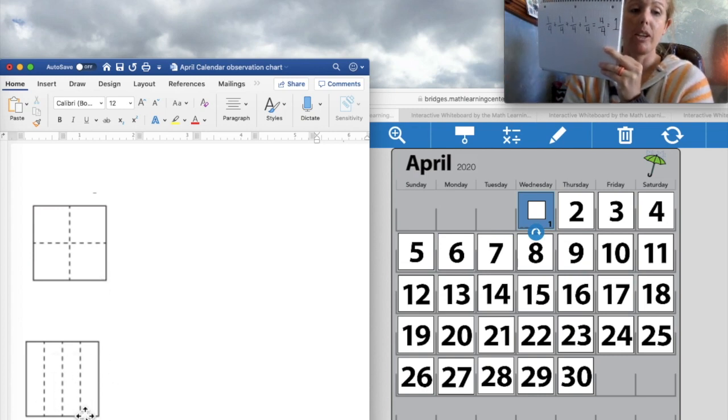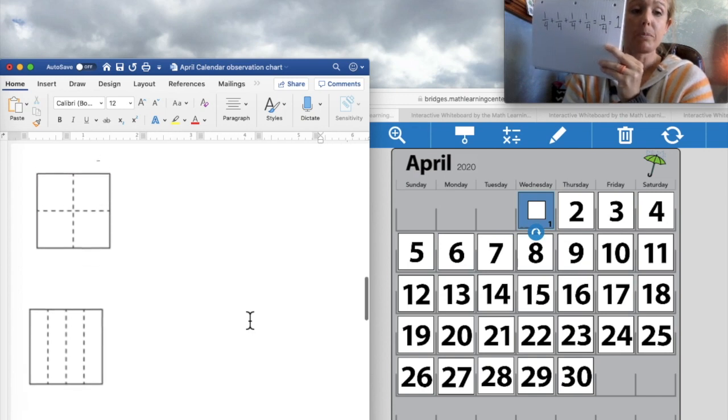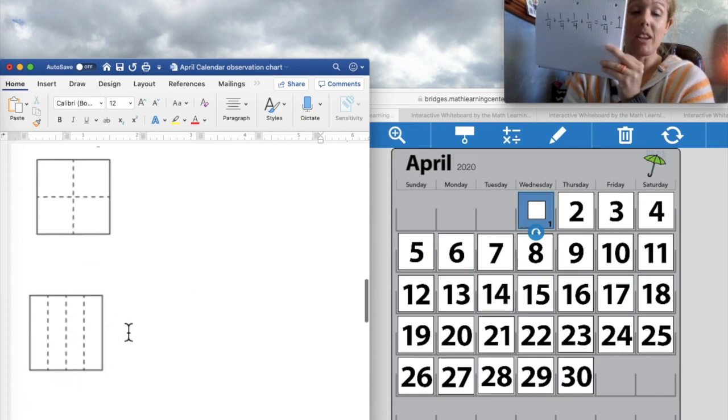If I look over here at these skinny longs, it's another way that we could have folded our square. Same thing. We have 4 equal parts. I could fold those into 4 equal parts, and same thing would match this. 1/4 plus 1/4 plus 1/4 plus 1/4 equals 4/4, or 1 whole.